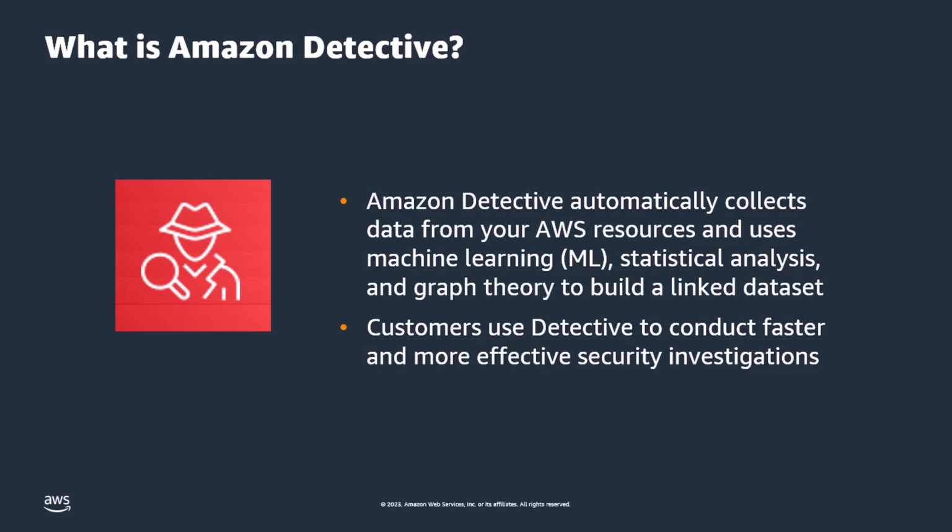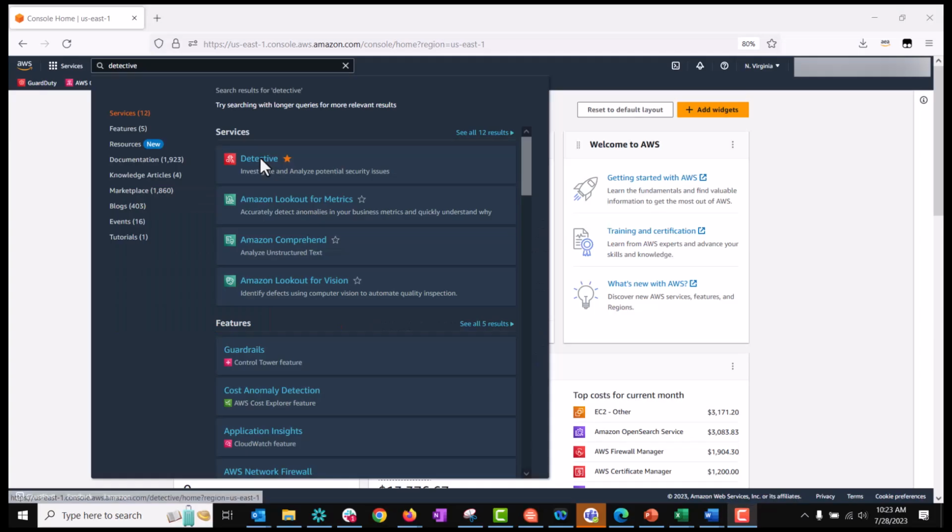With the Amazon Detective pre-built data aggregations, summaries, and context, you can quickly analyze and determine the nature and extent of possible security issues. To get started, I will select the Amazon Detective service in the AWS console.